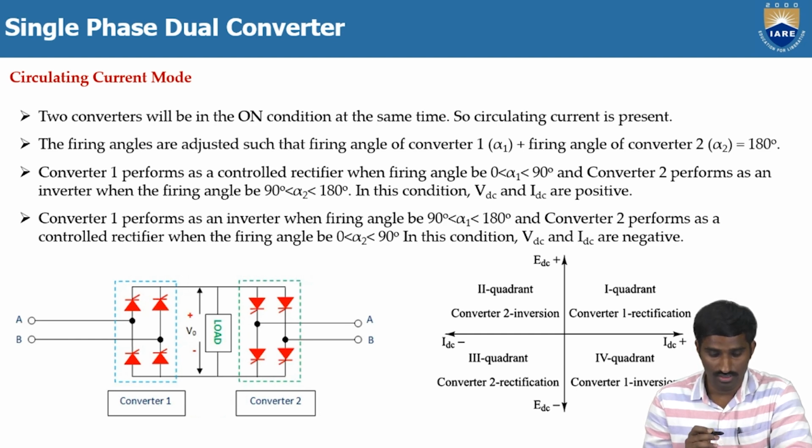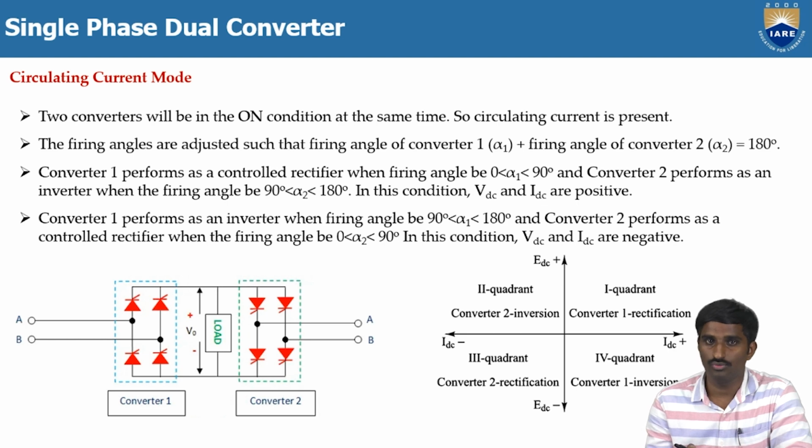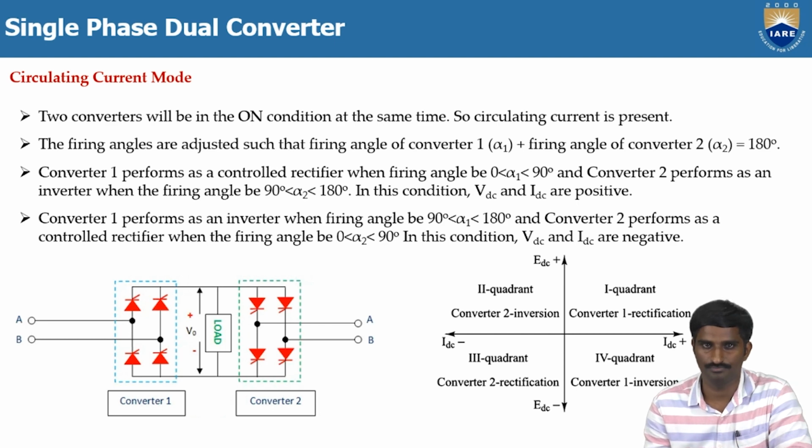Then if you want to operate two converters at the same time, we should follow some conditions. Only then will converter 1 and 2 operate at the same time. Otherwise, we won't get the actual function. Here, the main condition is the firing angle adjustment. How do you have to give alpha 1 and alpha 2?